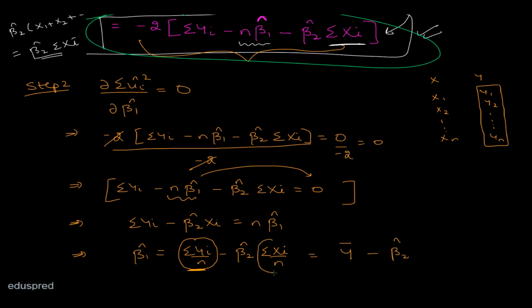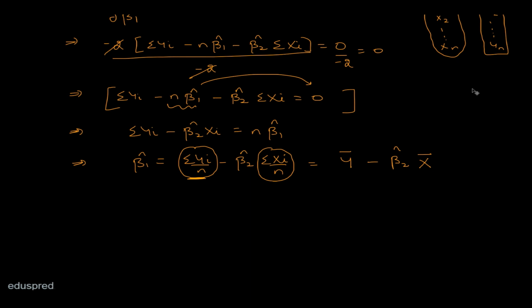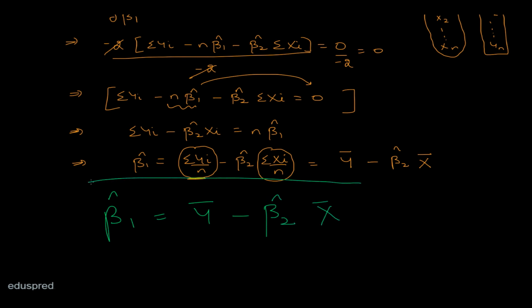Similarly, in this term in the numerator we have the sum of all the x values, and then this is divided by the sample size. So this is the sample mean of x, and the notation that we have for the sample mean of x is x bar. Okay, so this implies that beta 1 hat is equal to y bar minus beta 2 hat x bar. So this is the formula that we get for beta 1 hat when we use the method of OLS. Now note one thing over here.